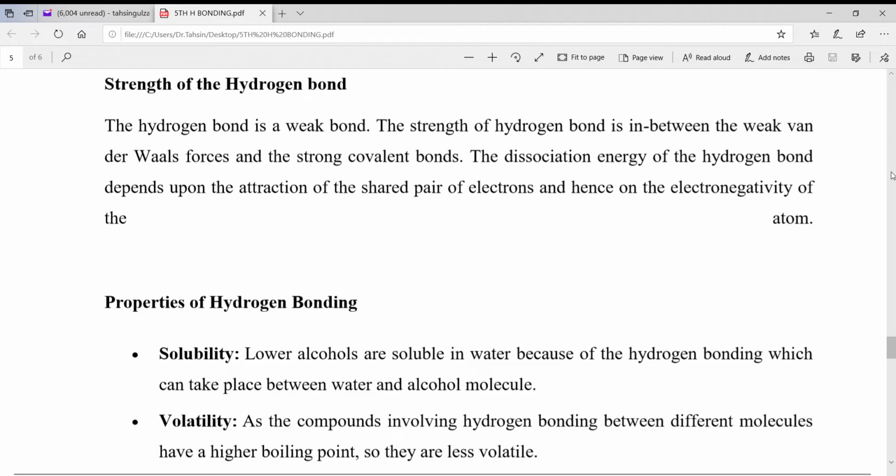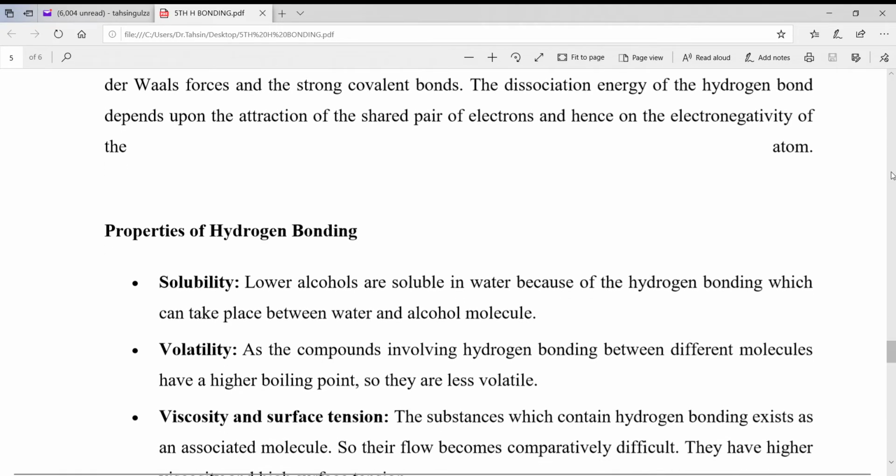Lower alcohols are soluble in water, but as the alkyl chain increases, the solubility in water is minimized because hydrogen bonding is not taking place due to the lengthy alkyl chain. The volatility of a compound is also influenced by hydrogen bonding. They will have a higher boiling point, so it means it is less volatile.